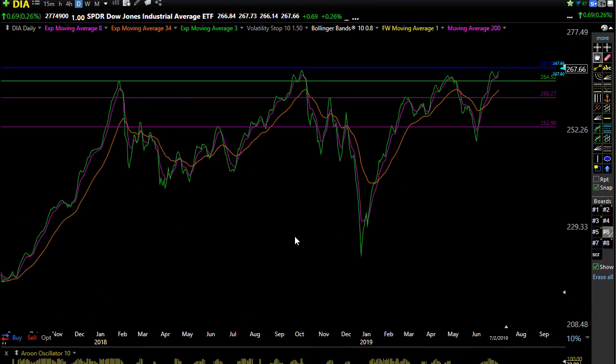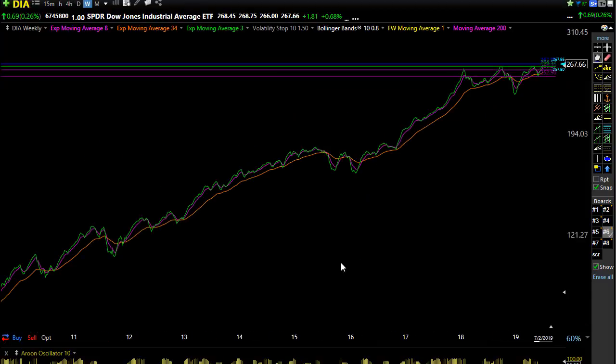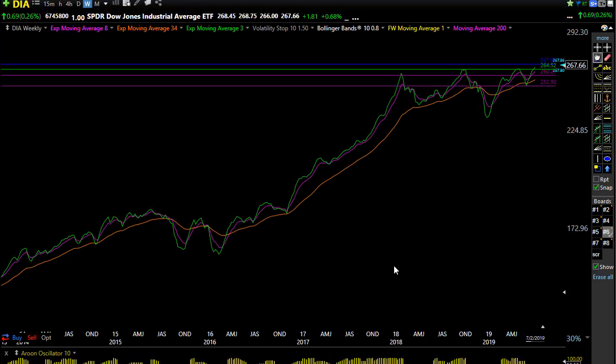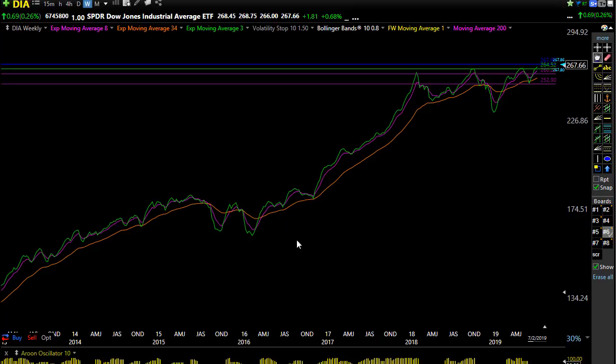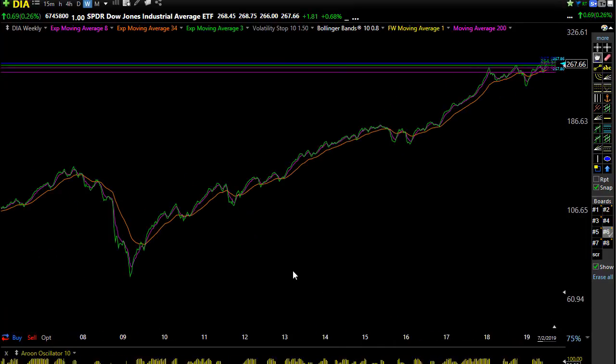If you take a look at this on a weekly chart, you can see the same thing plays out here on the longer term basis. Break the downtrend, hold support. It's the same thing over and over and over. Break the downtrend, hold support. It repeats over and over and over, no matter what time frame you trade.